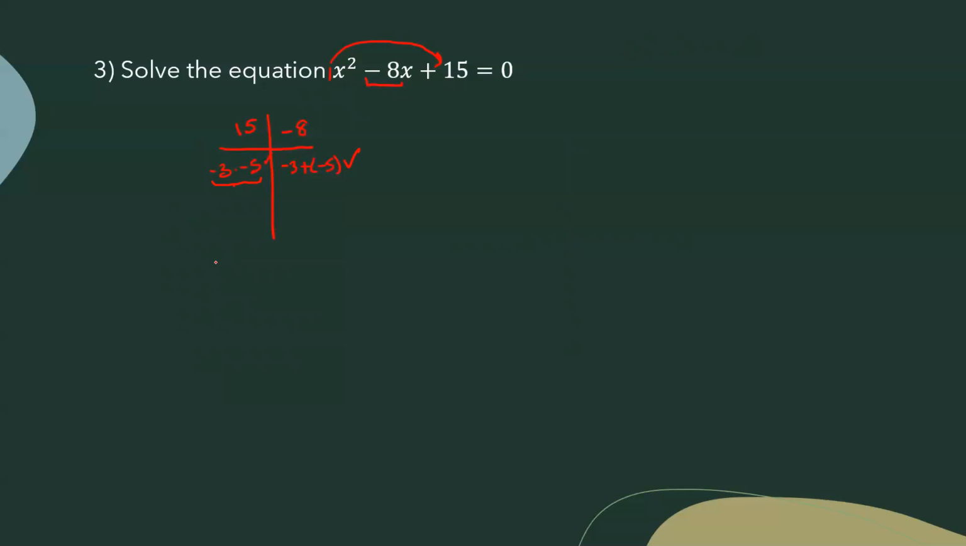So let's plug this in down here. You just have x minus 3 times x minus 5 equals 0, and you'll find that x equals 3 and x equals 5. Quick little graph just to demonstrate right here. Again, you have x equals 3, x equals 5, and something like that.